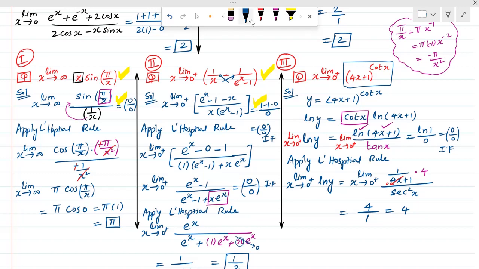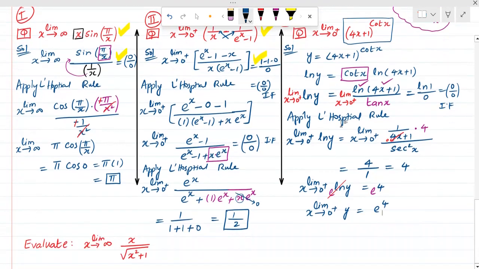Here you have a ln, so I have to remove the ln. How will you remove the ln? There is a technique. I have to raise the power on both sides by e. When you raise e to the power on both sides, on the left side it gets cancelled as per the property. Now you will have, as x approaches 0 plus, y equals e to the power 4.